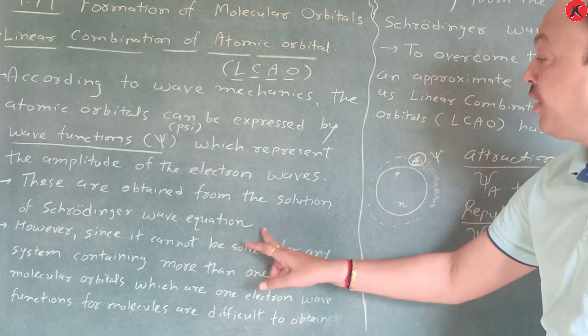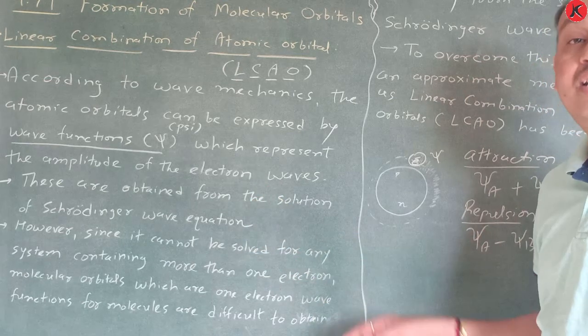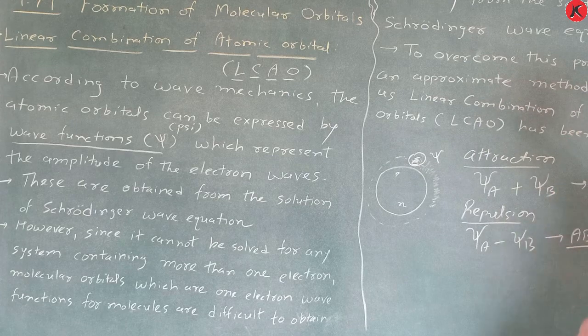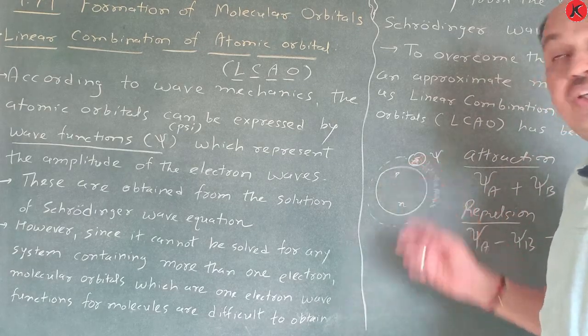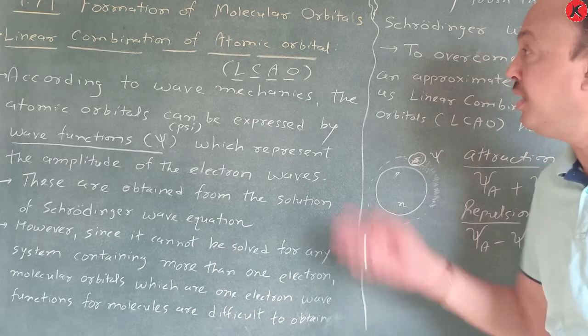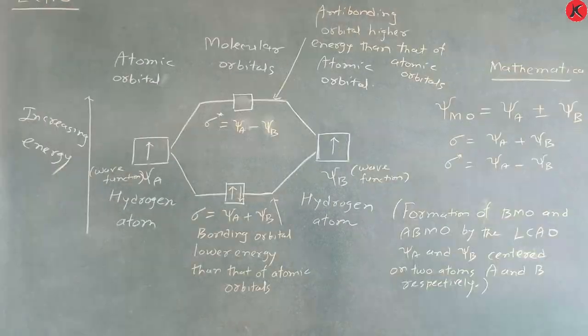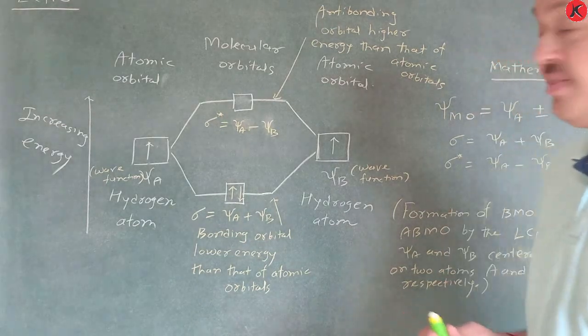This particular Schrödinger wave equation cannot solve this problem, and that's why another very simple approximate method, known as linear combination of atomic orbitals, is used. We learn it with the help of the H2 molecule. Take a screenshot. Here, linear combination of atomic orbitals.